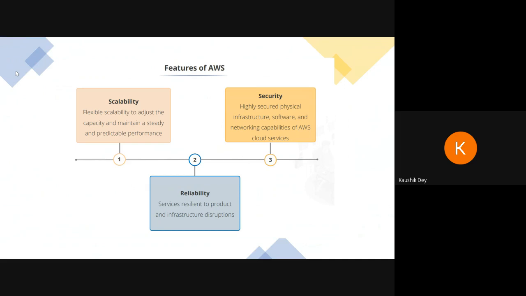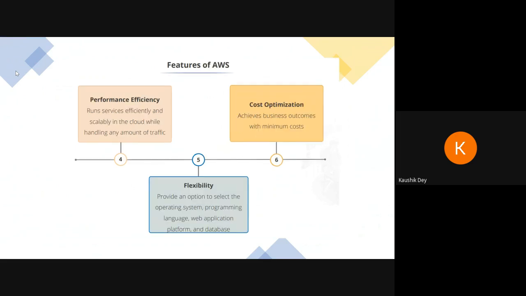These are the three main features of AWS. That's why most companies prefer AWS. Also the performance and cost optimization: you can choose your cost, you can optimize your cost. These are the main benefits of AWS.